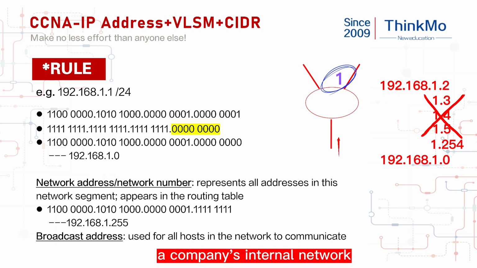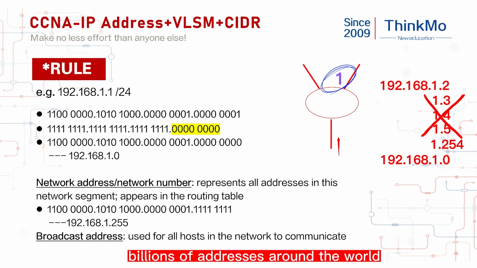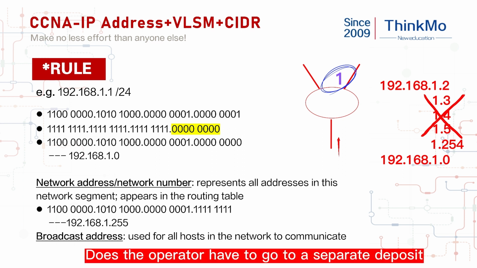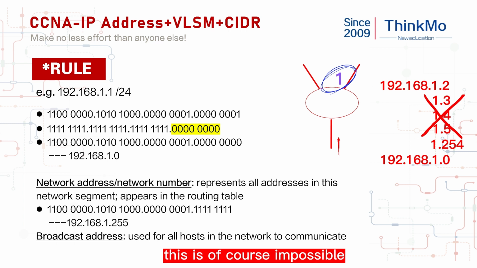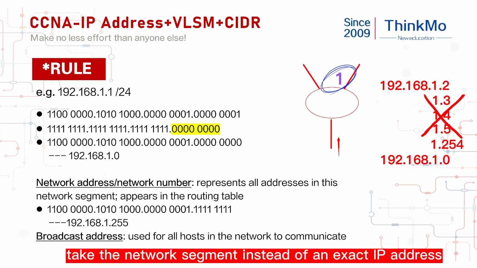A company's internal network has just dozens or hundreds of devices, and the routing table is too big. For operators, where does the data go? It can reach billions of addresses around the world. Does the operator have to store each one separately? Does each routing table have billions of routes? This is of course impossible, so we must optimize it. So we usually use the network segment instead of an exact IP address.